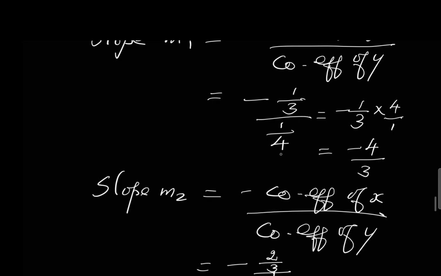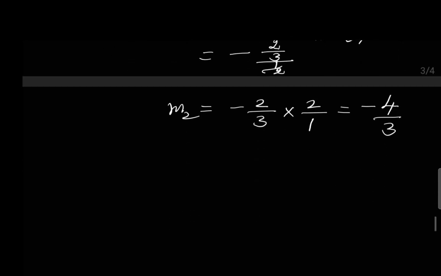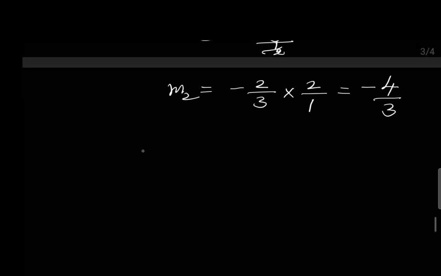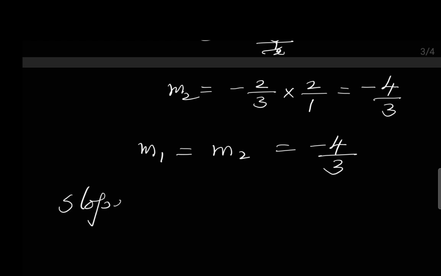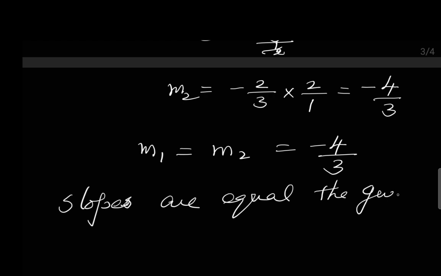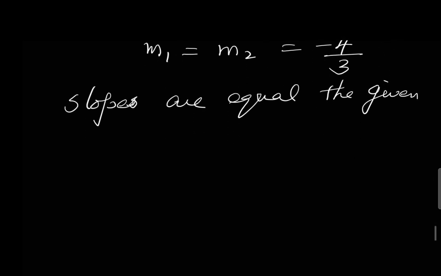So look at the two slopes. m1 is minus 4 by 3, m2 is also minus 4 by 3. So m1 is equal to m2, both are equal to the constant minus 4 by 3. So slopes are equal. The given two lines are parallel.